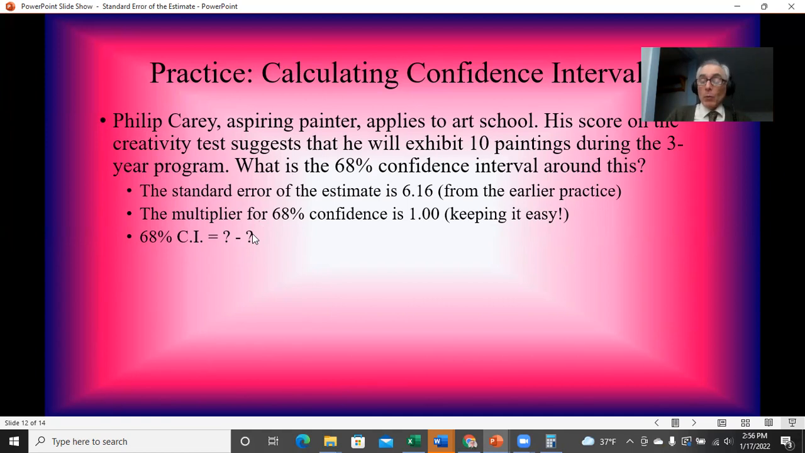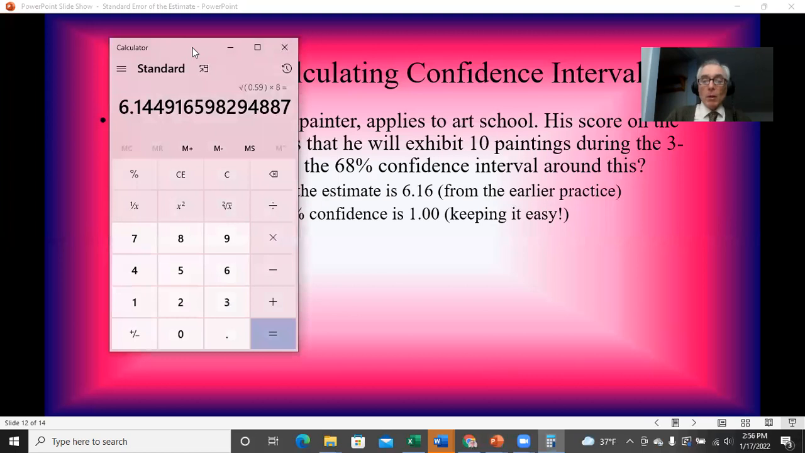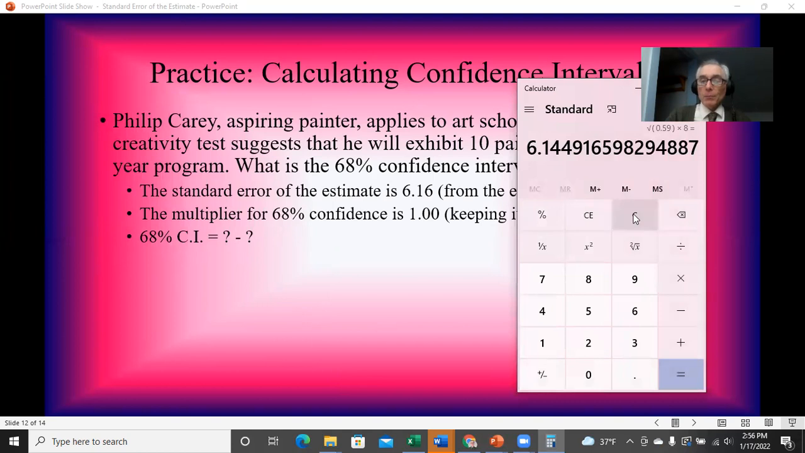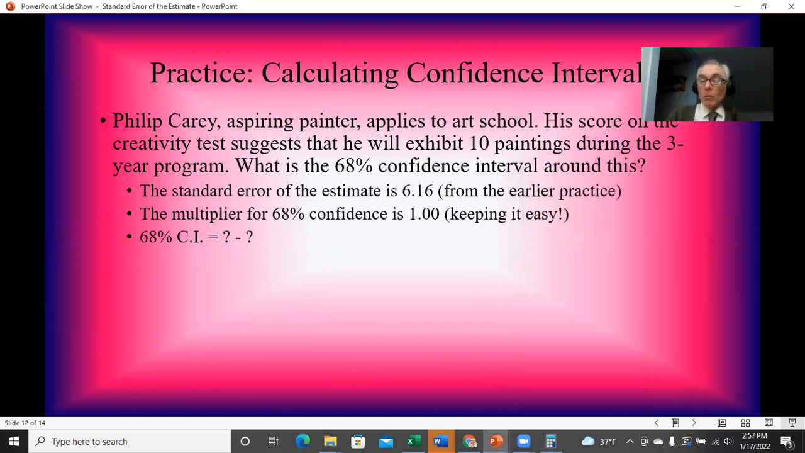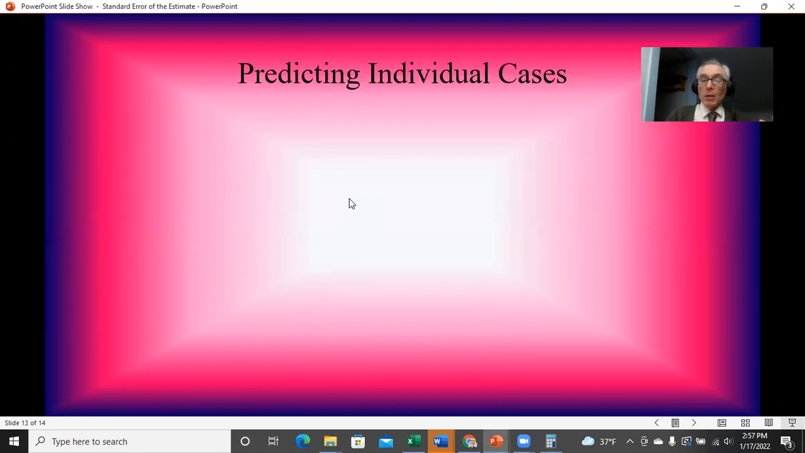So what are the 68% confidence intervals? Well, again, what makes it simple is that we don't have to multiply really, do we? Because multiplying times 1 just gives you what you started with. So we predicted 10. It's probably going to be somewhere between 10 minus 6, say 4, up to 10 plus 6, or 16. So he's probably going to exhibit somewhere between 4 and 16 paintings.